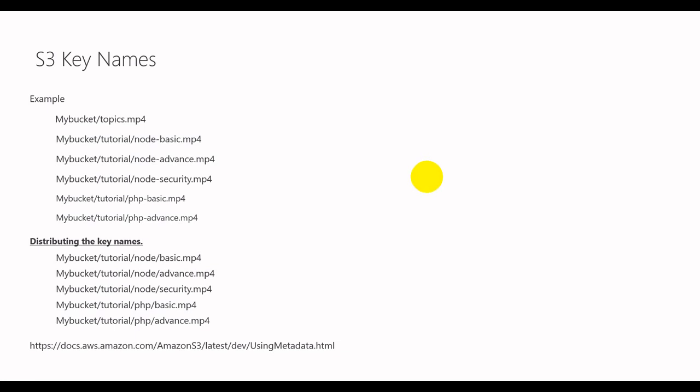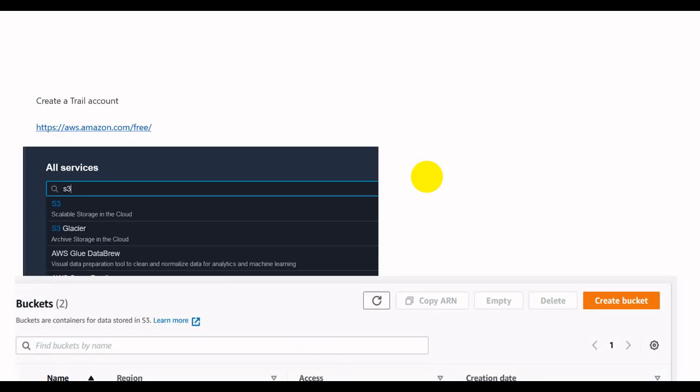For starting with S3, you can create your trial account. They have provided a trial account for 1 year with some limitations. So you can check the documentation for the trial account limitations. And once you have created the trial account, you will have the services. In the services, search for S3. S3 will be displayed in the drop down. You can select S3. After selecting S3, it will have the option called create bucket. You can click the button for creating the S3 bucket.